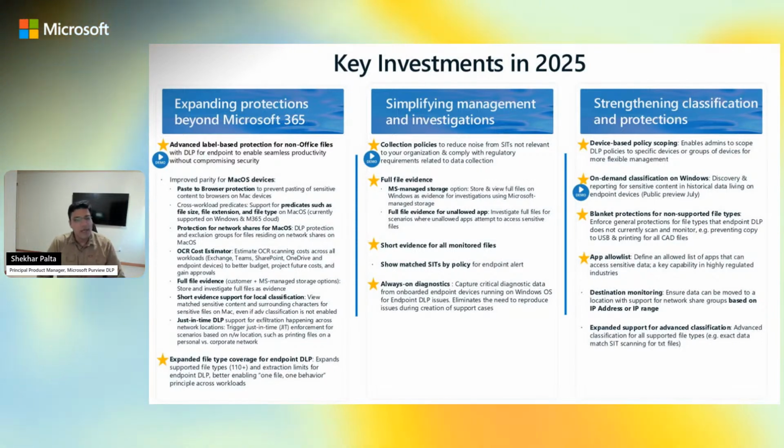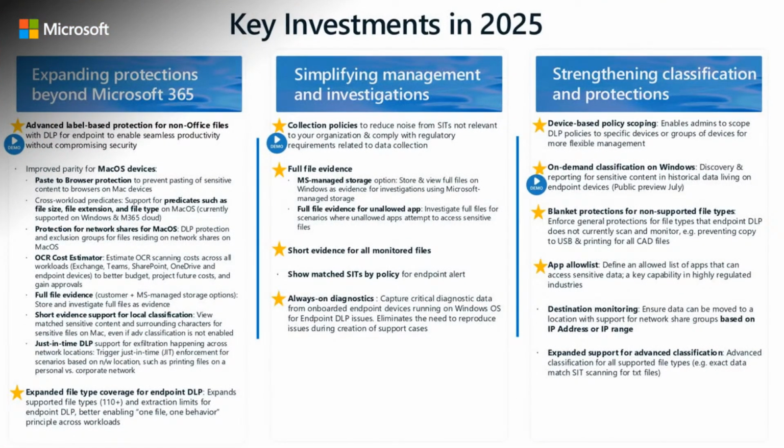So with the first pillar, I want to start with the first capability which you see on your screen, which is advanced label-based protection for non-Office files. This is a key capability that allows you to really democratize the use of labels with encryption across your organization for files sitting on your endpoint devices. When end users in your organization apply labels with encryption on your endpoint devices, those files will continue to exist in their original form, which ensures that your end users can continue to be productive.